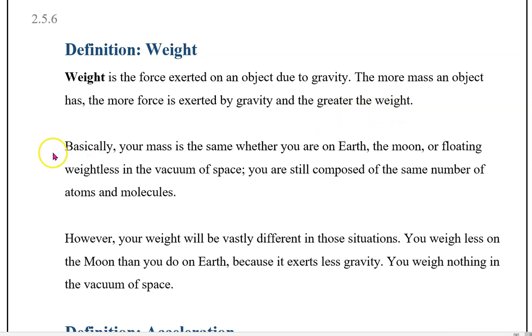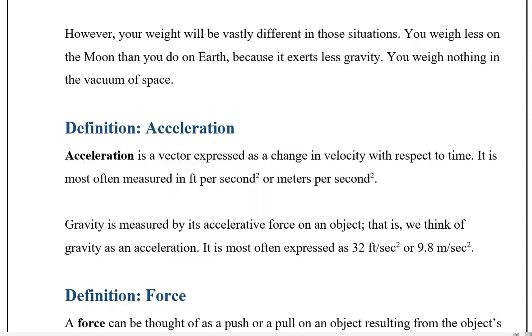You already know that. Basically, your mass is the same since it's the number of atoms and molecules that make up your body, whether you're on Earth, the moon, or floating weightless in the vacuum of space. However, your weight will be vastly different in those situations. You weigh much less on the moon than you do on Earth because the moon is smaller and has less gravity. It has less mass, which allows it to exert less gravity than the Earth does. You weigh nothing at all in the vacuum of space, but your mass is the same as it is on Earth. Let's now talk about acceleration.